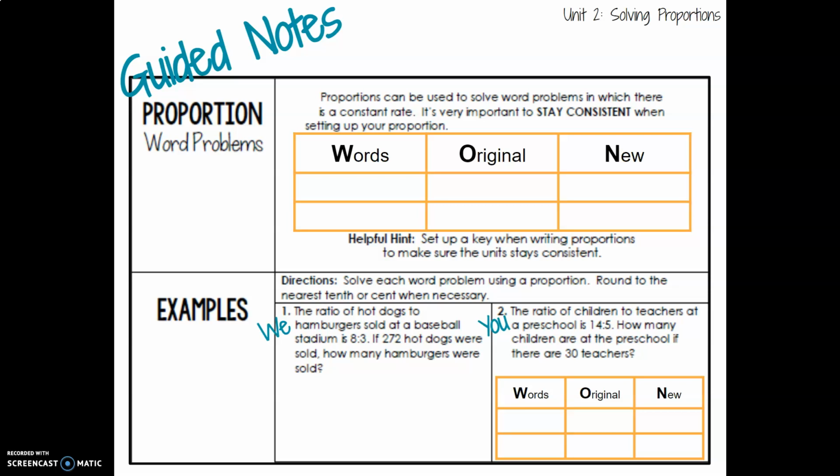When we are setting them up, we are going to use the rows to help us stay consistent and make sure we're matching up the right words with the right numbers. You'll see down here I have a WON chart already made for you, and I'm going to go over the example. We're going to solve each word problem using a proportion, rounding to the nearest tenth or cent when necessary.